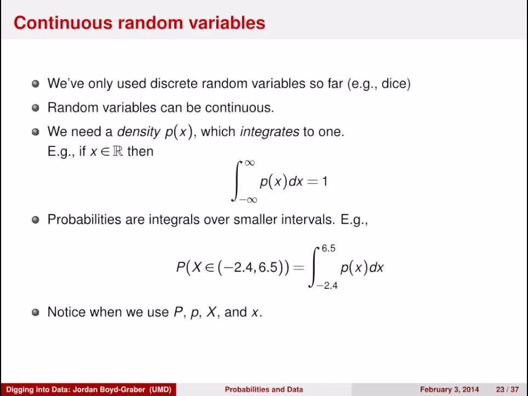Whereas before, we said that discrete distributions have to sum to 1, the analog for a continuous distribution is that the probability distribution has to integrate to 1. Instead of asking what is the probability of a single outcome, you now have to talk about the probability of certain intervals. What is the probability of an outcome being between -2.4 and 6.5, for instance? Here, the distinction between lowercase and uppercase letters becomes more important. This is because the lowercase letters represent densities, and the uppercase letters represent events.